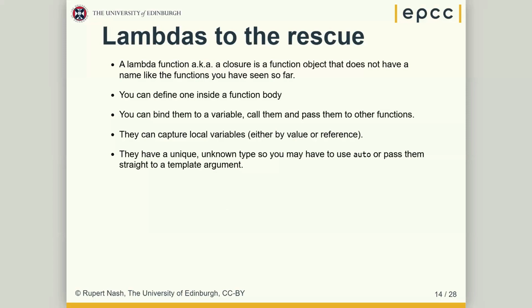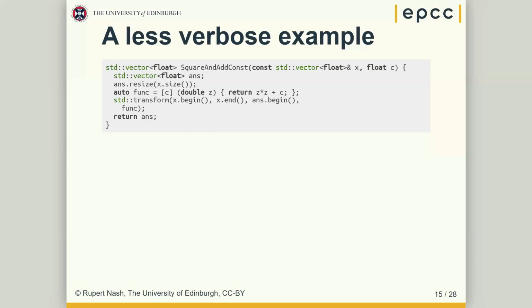So we can use lambdas to solve this problem. A lambda function, also called a closure, is a function object that does not have a name like the functions you have seen so far. You can define one inside a function body. You can bind them to a variable. You can call them and pass them to other functions. They can capture local variables by value or by reference, and they have unique unknown types, so you have to use auto or pass them straight to a template argument. They're these special types of functions that have some lifetime, and we could use them here to do the same problem.